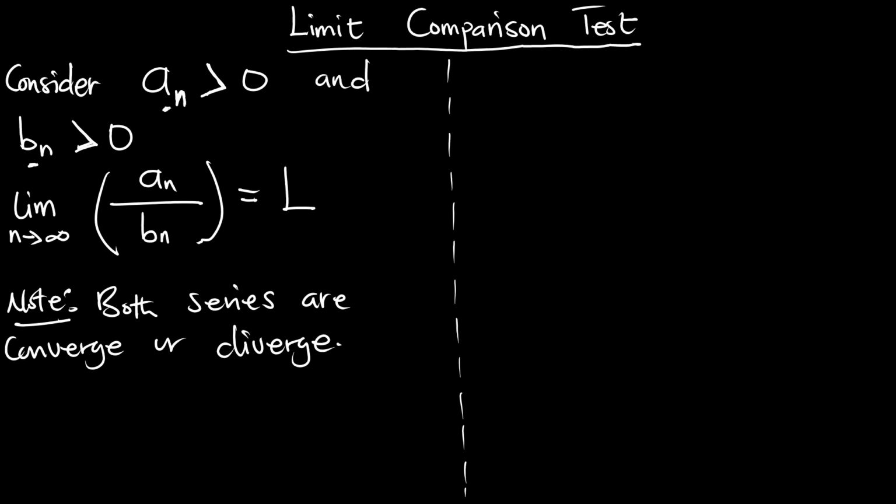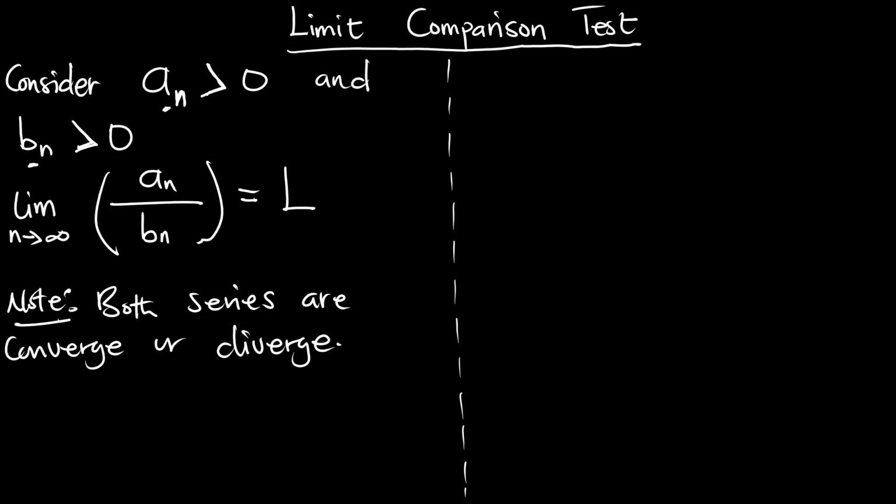Alright, so for the comparison test, we were not sure of some instances. For the comparison test, we knew that if our bn converges, then the smaller one an is going to what? Converge. But if the smaller one converges, we were not able to judge for the bn. For that one, if you want to understand, go back to the comparison test episode.